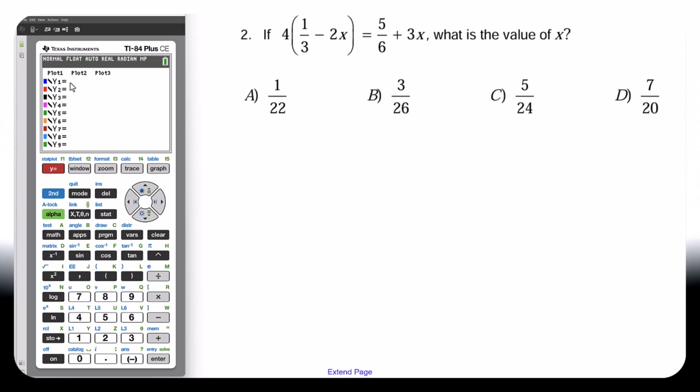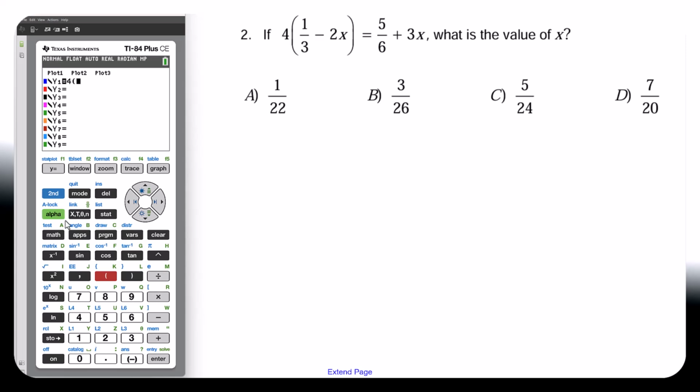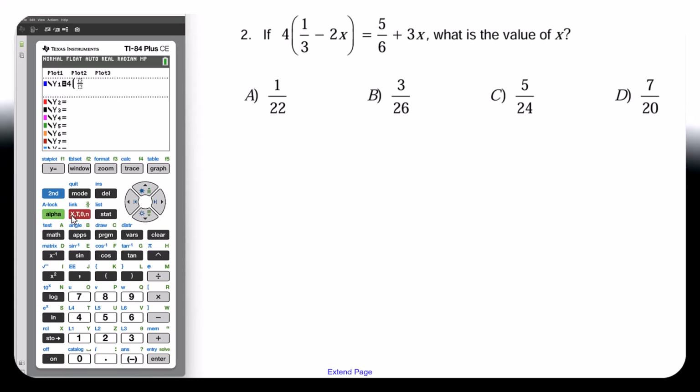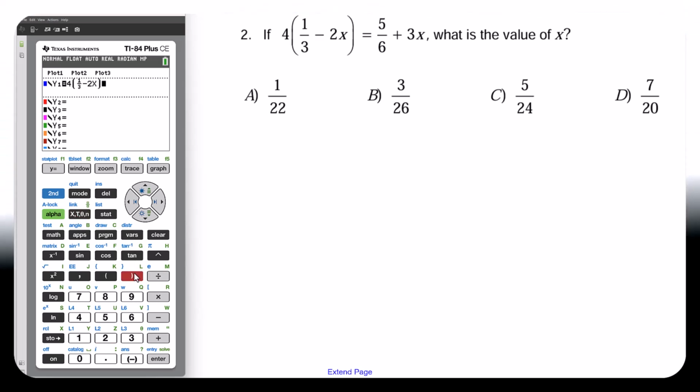So I'm going to type in here 4, left parentheses. To get the fraction template, you press alpha and the key right next to it. So alpha x gives me a nice fraction template. 1 in the numerator, 3 in the denominator. Make sure you get out from the denominator by pressing the right arrow. Minus 2x, and then close the parentheses. So that's the left-hand side.